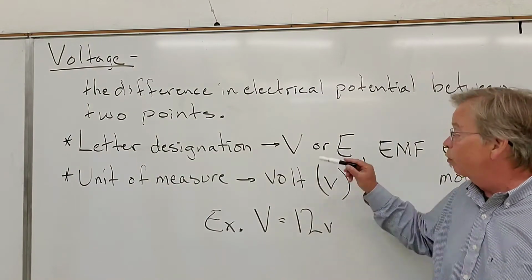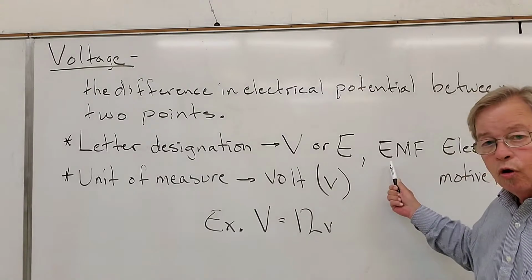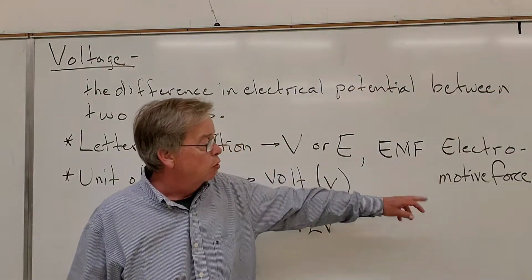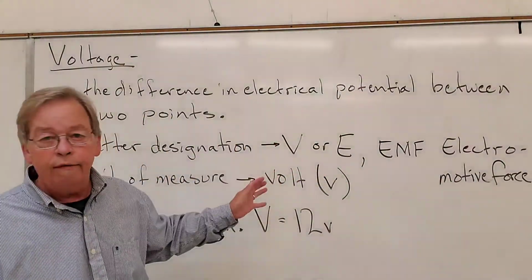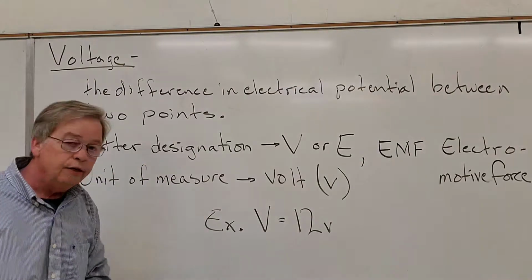In this course, we stick with V as the letter designation, but back in the day, it was used as E, and E was short for EMF. EMF stood for electromotive force, the force behind the motion of the electron, electromotive force. So that basically covers it, but you're going to need to know the definition, you need to know the letter designation, and you need to know the unit of measure.